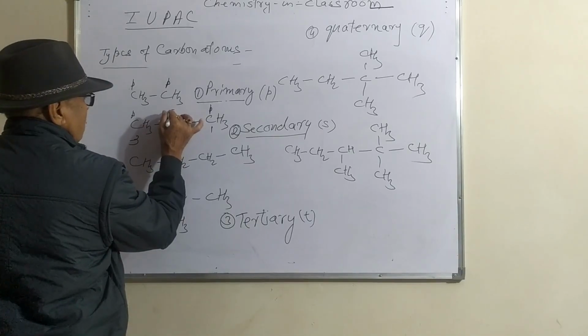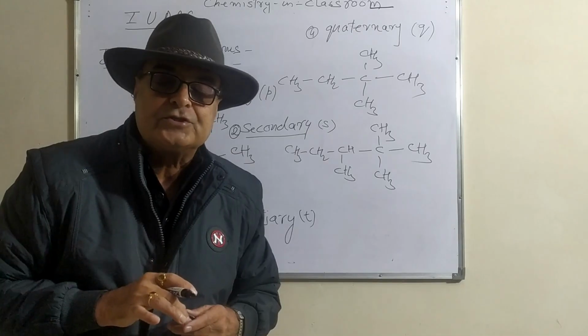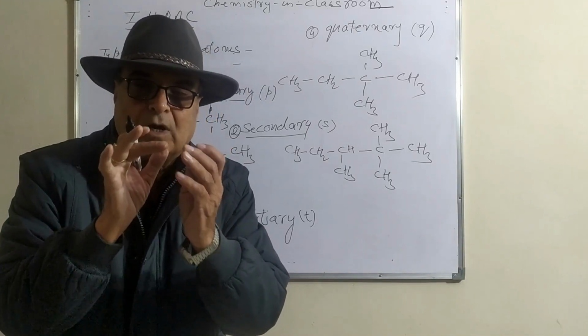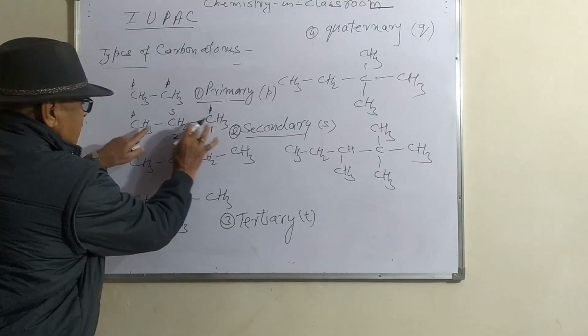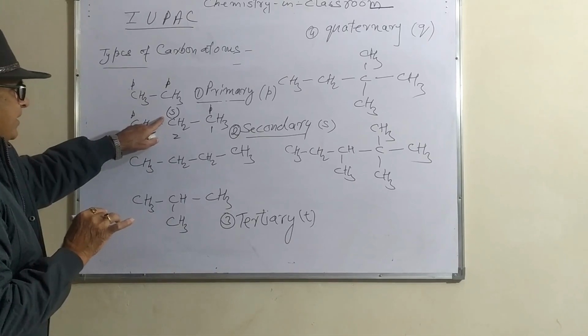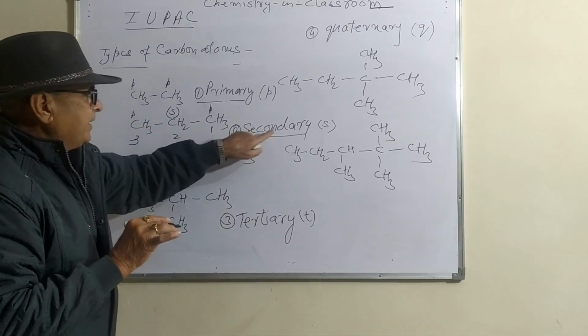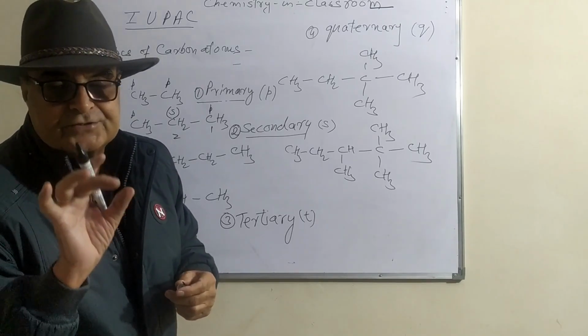But this carbon is known as secondary. The carbon atom which is combined with 2 carbon atoms is a secondary carbon atom, and the symbol of the secondary carbon atom is S.